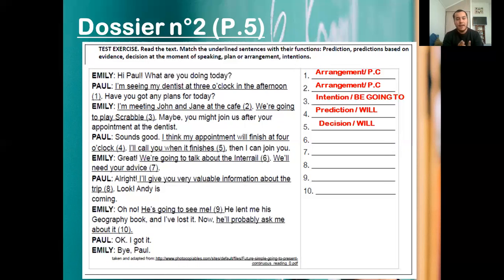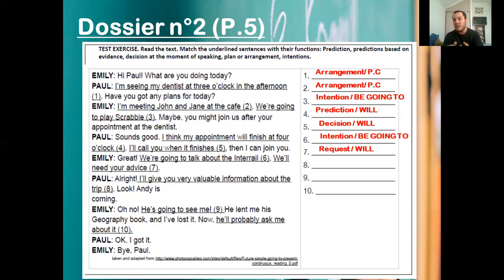Then Emily says, great. We are going to talk about the Interrail. We will need your advice. Number 6 is an example of an intention because you use be going to. And in number 7, I think, yes, I put request.